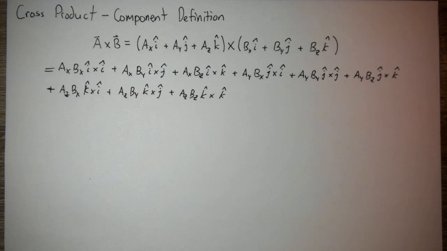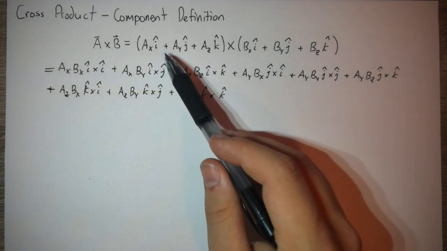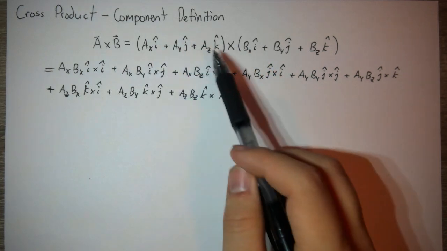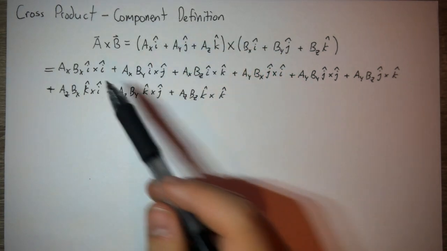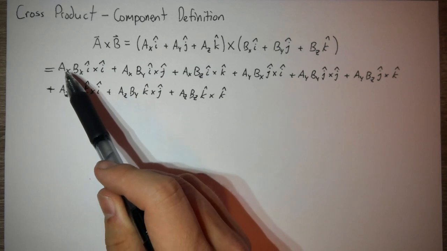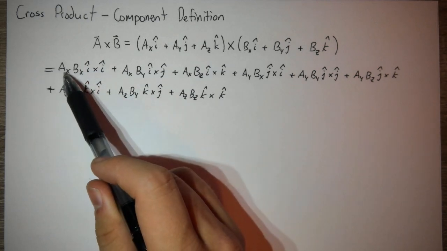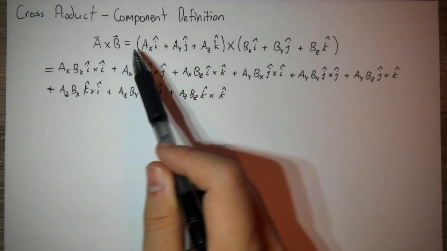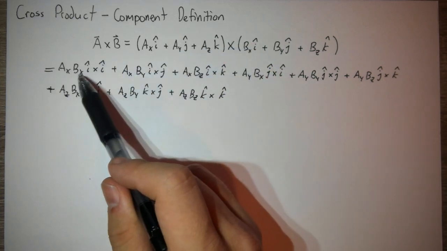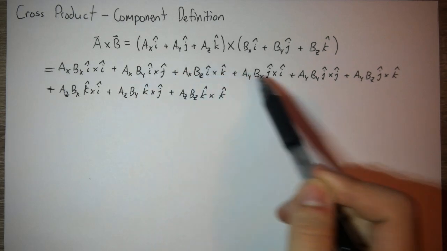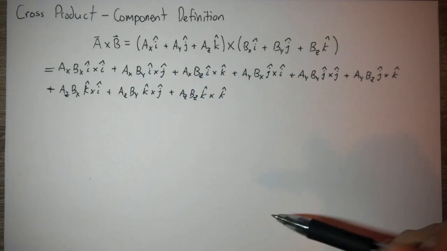In this video, I'll be showing how we can derive the component definition of the cross product. And I'm going to do that by multiplying two vectors together symbolically. So I've got these two vectors here, and I've done the first step already where I've multiplied out each term. So for example, this term, I'm taking the first two terms, pulling the components out front, and then we're taking the cross product of the unit vectors for each term.